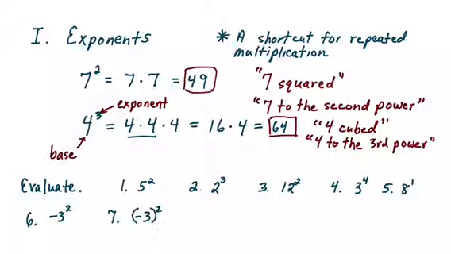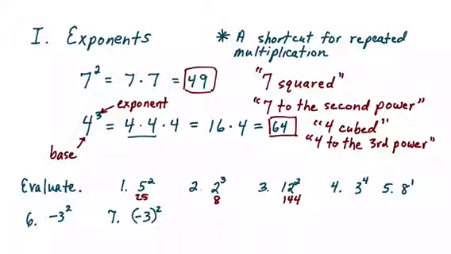Alright, so let's see how you did. 5 squared is 5 times 5, which is 25. 2 cubed is 2 times 2 times 2, and you do get 8, it's not 6. 12 squared is 144. You ought to at least know up to 12 squared, so 1 squared, 2 squared, 3 squared, and so on, all the way up to 12 squared. For example, 11 squared, you should know, is 121.